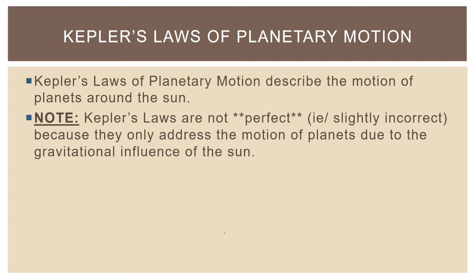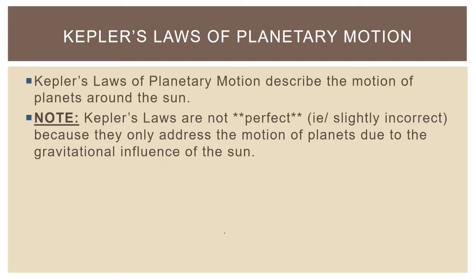Now, I want you to take a second to think about that. Why, if Kepler's laws only address the motion of planets due to the gravitational influence of the sun, would that make Kepler's laws slightly incorrect? Why, if Kepler's laws only address the gravitational influence of the sun, does that make them slightly incorrect?